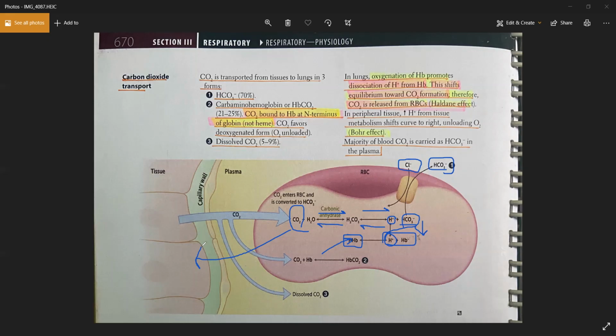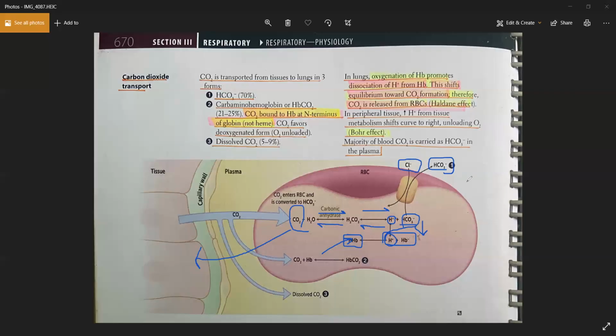Okay. In the lungs, we have the Haldane effect. In the peripheral tissues, we have the Bohr effect. And that Bohr effect, I told you, is the forward reaction, and the Haldane effect is the backward reaction. Okay.